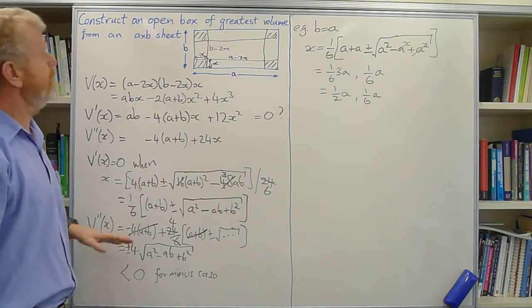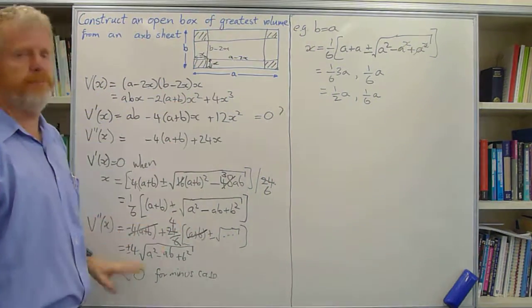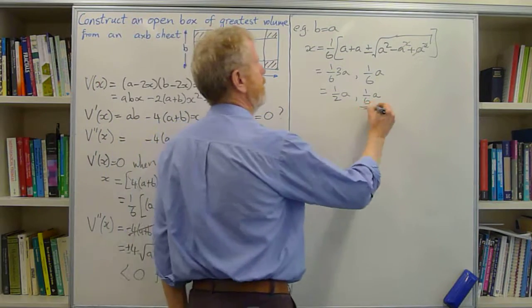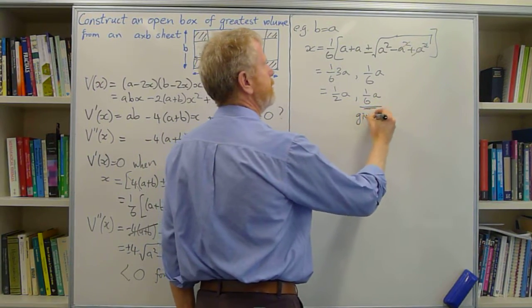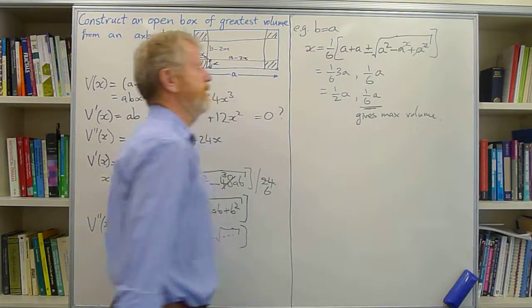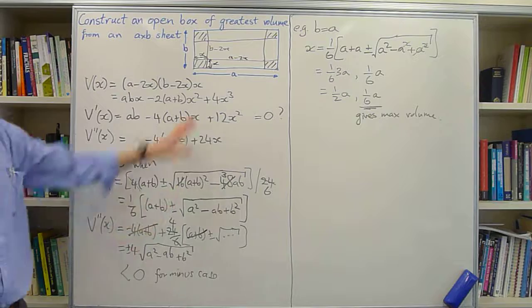Now, out of the two of these, the maximum, the greatest volume occurs in the minus case, and that's this one. Right, that gives the maximum volume. And that's the solution for our problem about what to cut out.